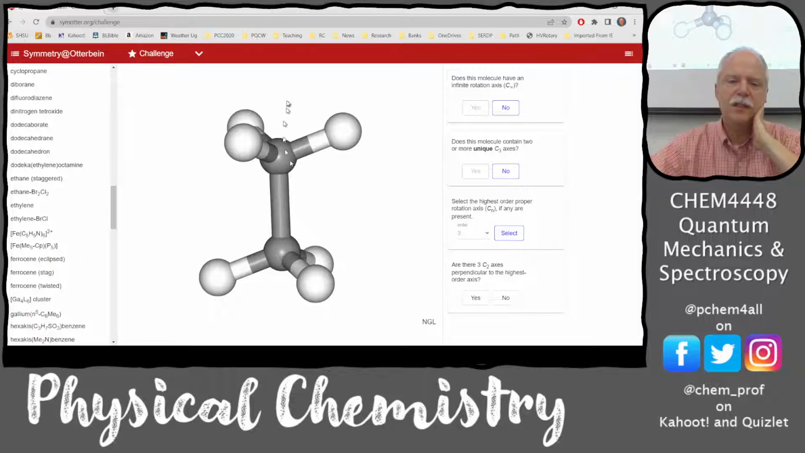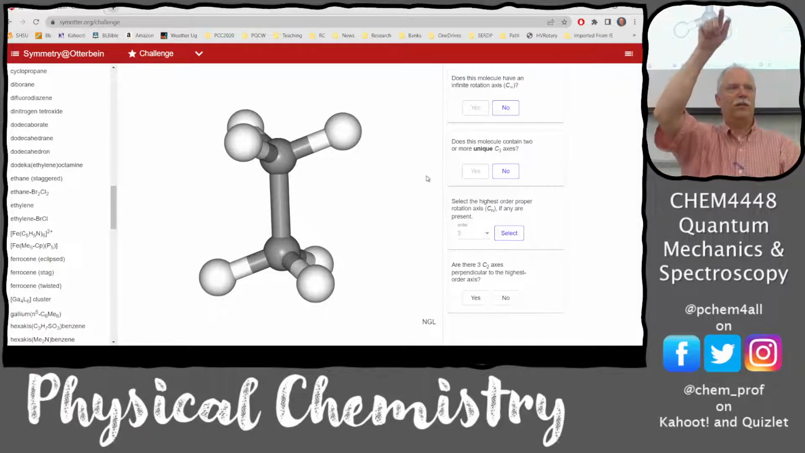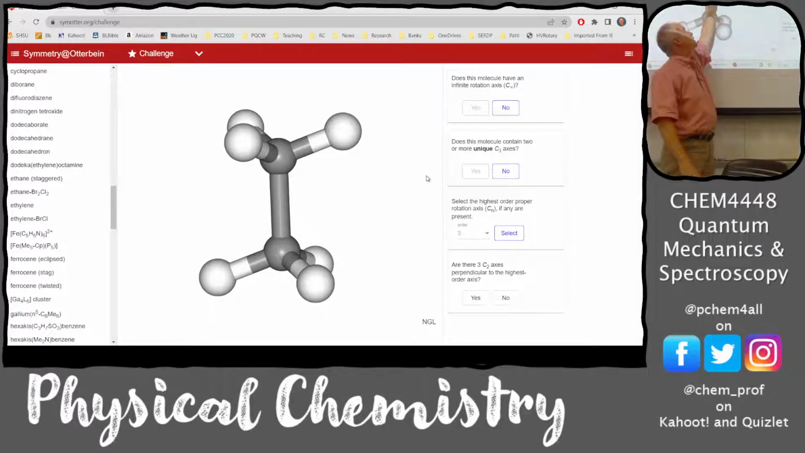So this C3 axis goes through the carbons. But look at the plane of the board. Look at that molecule, the axis coming right out of the molecule. So right here is a C2 axis. You see that? That C2 axis right there goes through the center of mass of the molecule, and all the axes have to go through the center of mass.